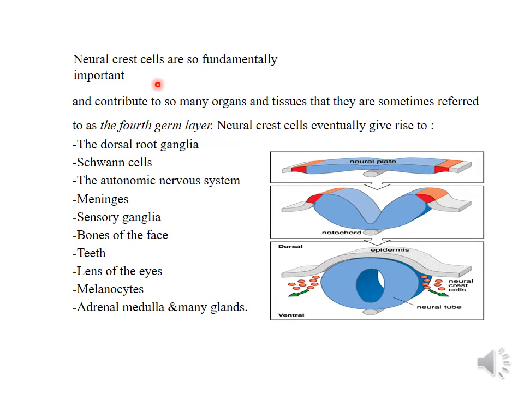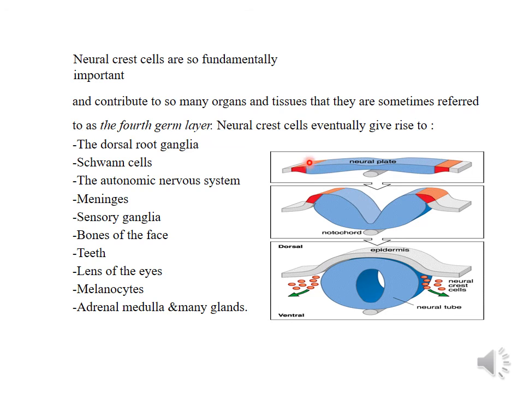Now, the neural crest cells. These are very important structures. They contribute to so many organs and tissues that they are sometimes referred to as the fourth germ layer. We have mentioned there are 3 germ layers, which are the ectoderm, mesoderm, and endoderm. Some consider the neural crest cells as the fourth germ layer. They give rise to certain structures such as the dorsal root ganglia, Schwann cells, autonomic nervous system, meninges, sensory ganglia, bones of the face, teeth, melanocytes, and adrenal medulla, and many glands.